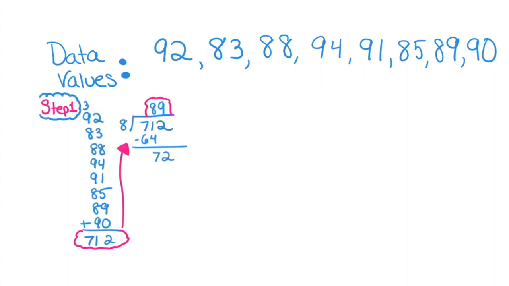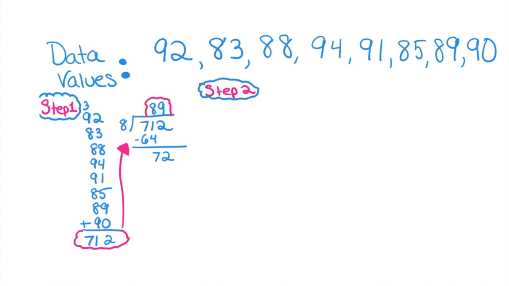So for step 1, I added up all of those numbers, and my sum came to 712. Next step was to take 712 and divide it by 8, and I got 89. So 89 is my average for all these numbers in the data set. Again, that's just step 1, finding the plain old average as you already learned how to do.